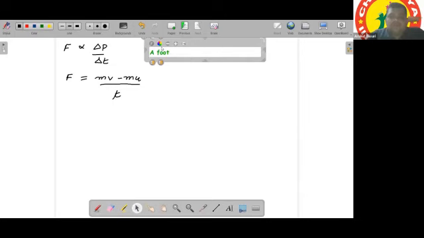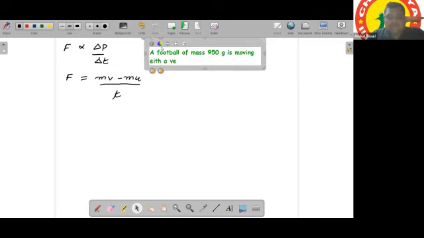Let's see. A football of mass 950 gram is moving with a velocity of 15 kilometer per hour. Sorry, let's say 18 kilometer per hour.